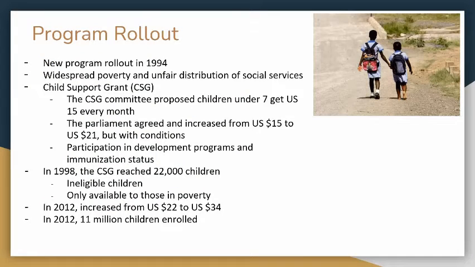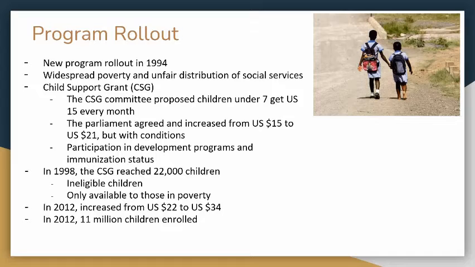In 1994, Nelson Mandela's new government set out to rebuild a nation that had been torn apart. The new government wanted to address the widespread poverty and the unfair distribution of social services. One of the most important reforms was the child welfare system. In 1997, the committee proposed that all children under the age of 7 receive US $15 every month. The South African Parliament approved the recommendation and increased the grant's value to US $21, but it came with conditions. The conditions included participation in development programs and proof of immunization status.